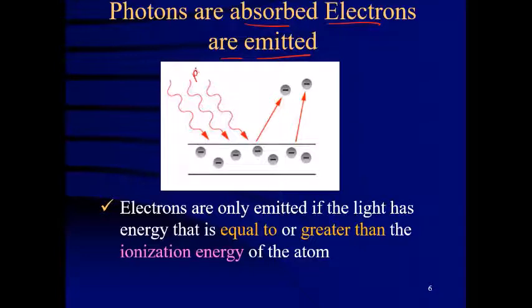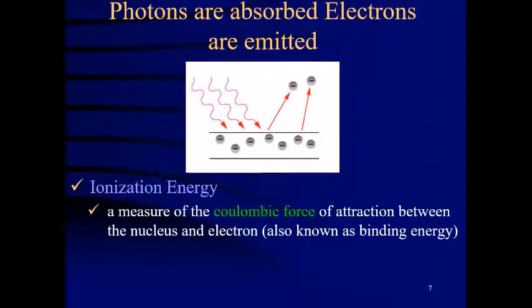Photons are absorbed, electrons are emitted. Basically what's going on here. So you see these are the photons going in. The electrons now absorb that energy and then they emit or eject from the atom. Now in order for it to emit, the energy has to be equal to or greater than the ionization energy. Remember, the ionization energy is equivalent basically to the force of attraction holding the positive nucleus to the electron, that Coulombic attraction. So you have to overcome that Coulombic attraction, and it's a certain amount of energy in order to do that.